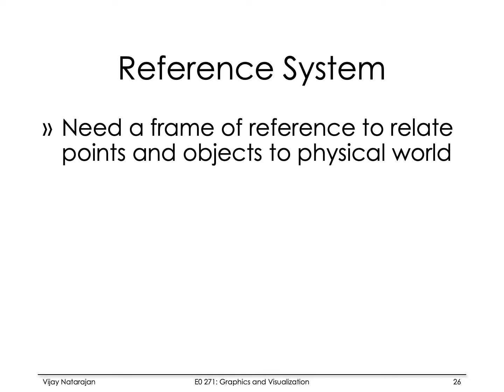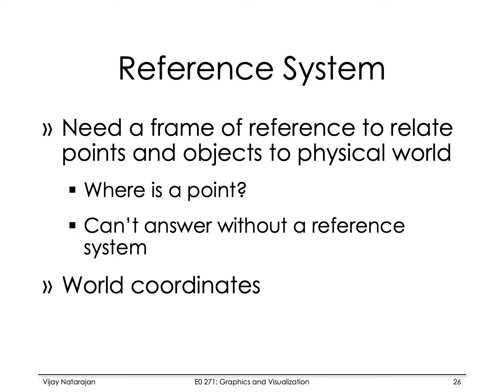In order to answer questions such as where is a point, we need a frame of reference. This helps us relate points and objects to the physical world. There are two examples of reference systems that we will use in computer graphics. One is the world coordinate system, which is essentially where our objects live in the real world. The second is the camera coordinate frame of reference. This is the reference with respect to the camera or the viewer.